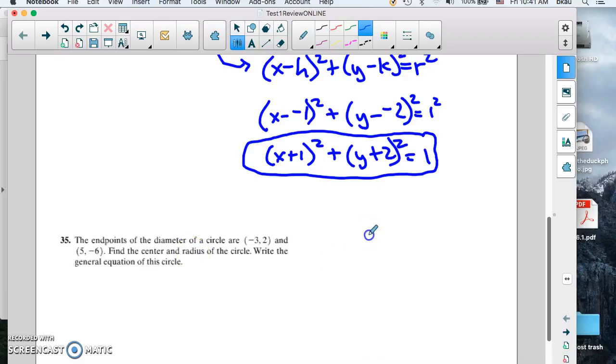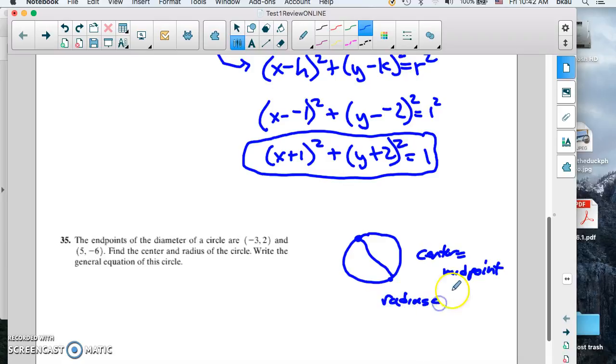So that means in general we would have a circle and we'd have these two endpoints from here across to here. What we would need to do here is find the distance between them, cut it in half to find the radius, and find the midpoint, which would be the center. So we need those two things. So the center is going to be equal to the midpoint formula, and the radius is going to equal a distance formula.